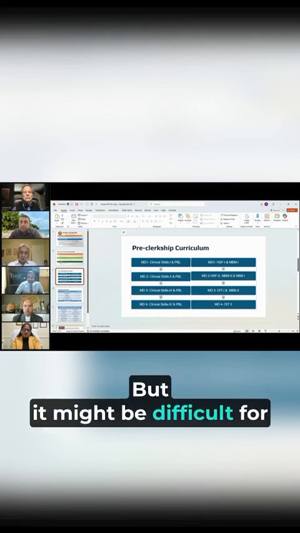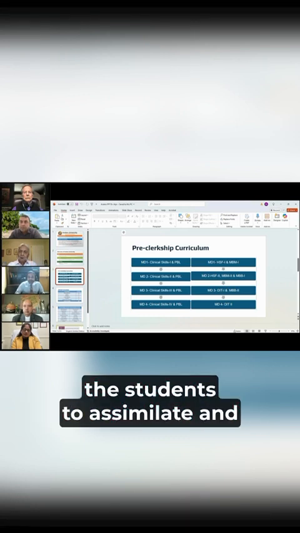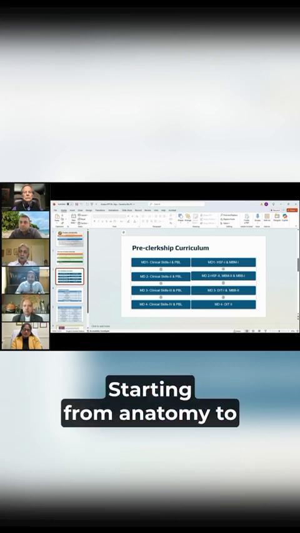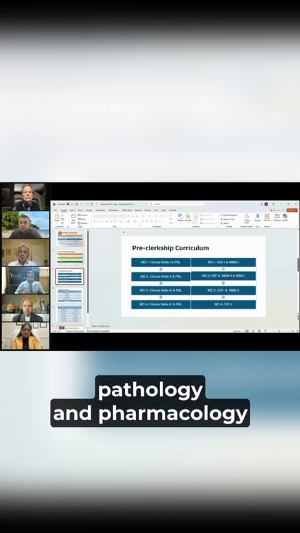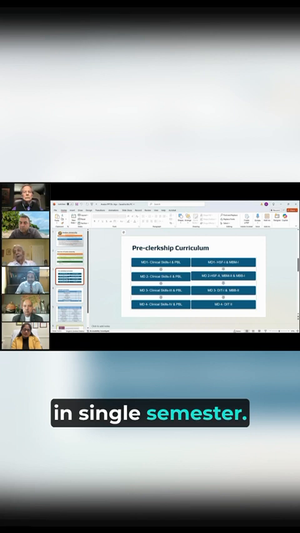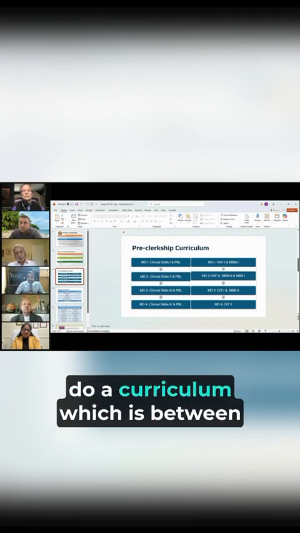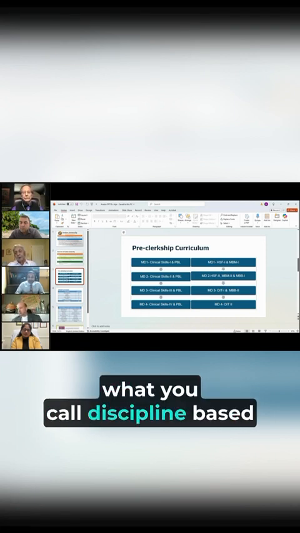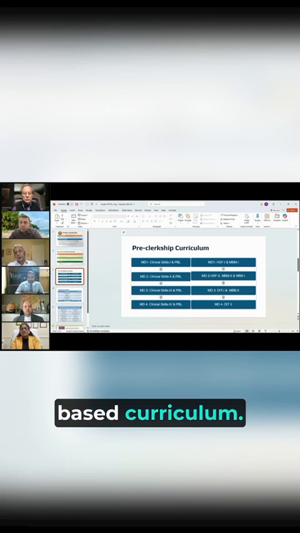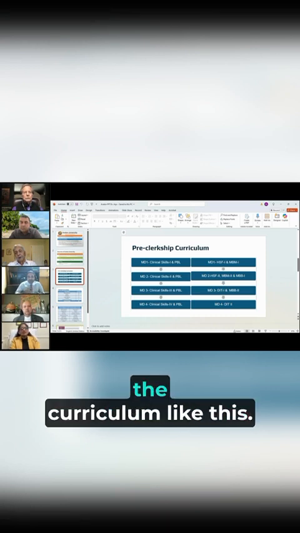But it might be difficult for students to assimilate and accommodate this kind of information, from anatomy to pathology and pharmacology, in a single semester. Then we thought maybe we should do a curriculum which is between the discipline-based curriculum and the organ-based curriculum. So we designed the curriculum like this.